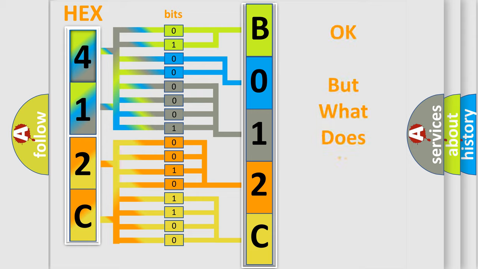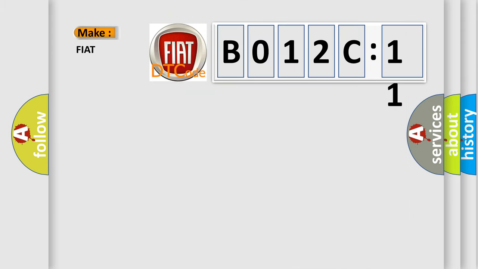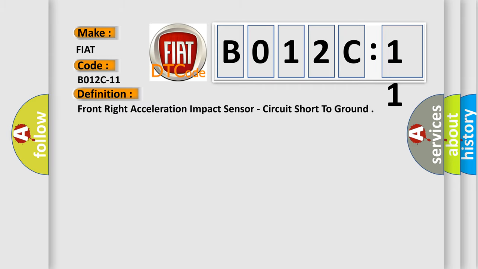The number itself does not make sense to us if we cannot assign information to what it actually expresses. So, what does the diagnostic trouble code B012C11 interpret specifically for FIAT car manufacturers? The basic definition is: front right acceleration impact sensor, circuit short to ground.